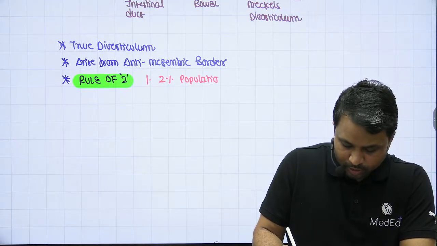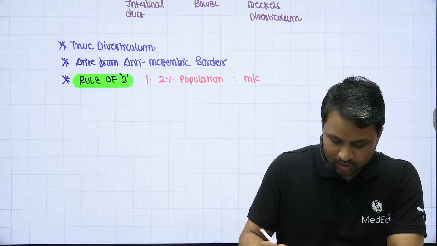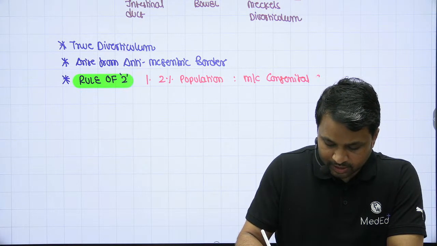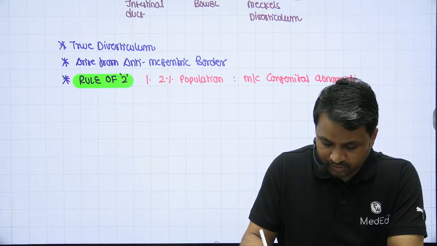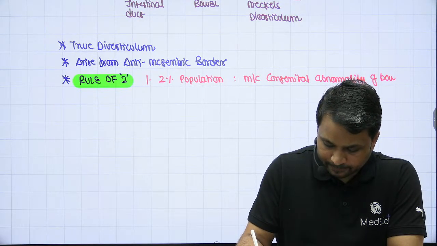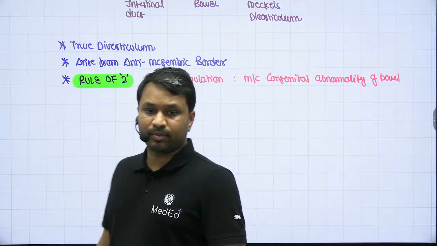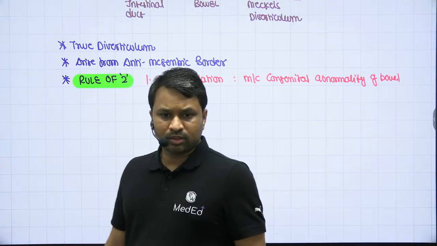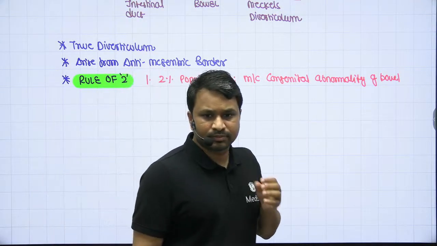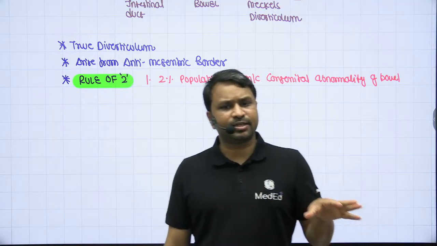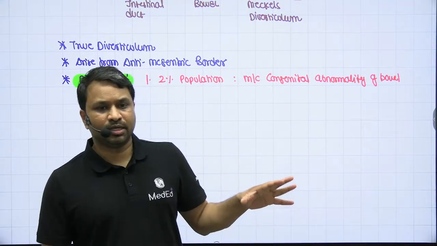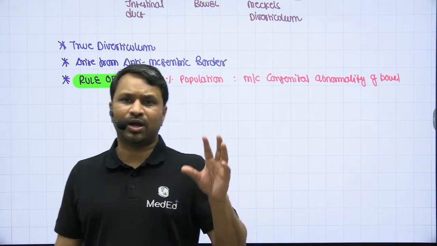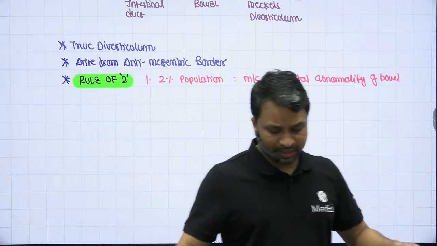It is present in 2% of the population. That is why this is the most common congenital abnormality of the bowel. How long does it persist? It will persist until it is removed. Correct. It's not necessary that every patient with Meckel's diverticulum will become symptomatic. In fact, less than 10% of the patients who have Meckel's diverticulum become symptomatic. The rest of them remain asymptomatic for life.